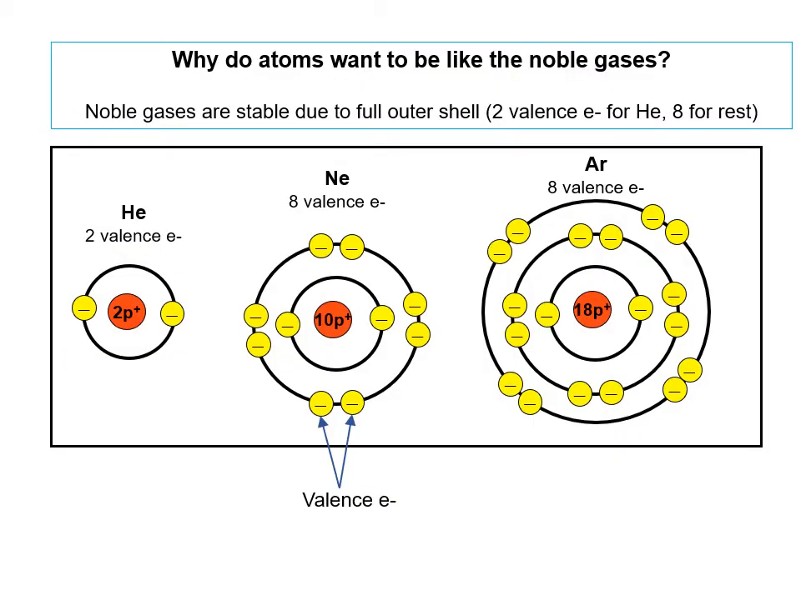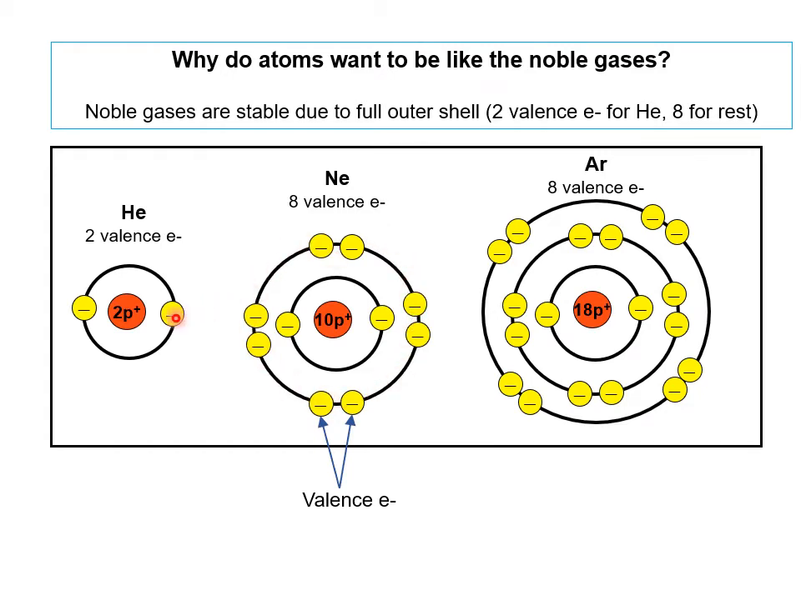So why do atoms want to be like the noble gases? Why do the noble gases have this stability that everything else on the periodic table wants to achieve? Well, noble gases are stable because they have a full outer shell. That full outer shell could mean either 2 valence electrons, which is just for helium, or 8 valence electrons for the rest of them. Valence electrons are these outermost electrons. They are the electrons in this outermost shell.